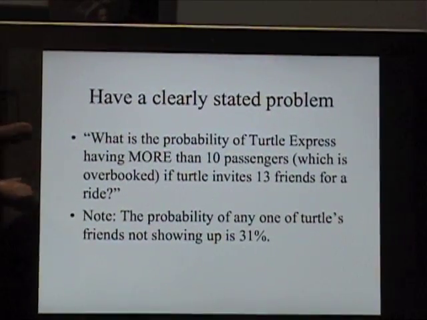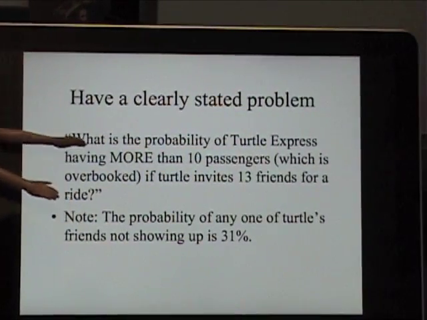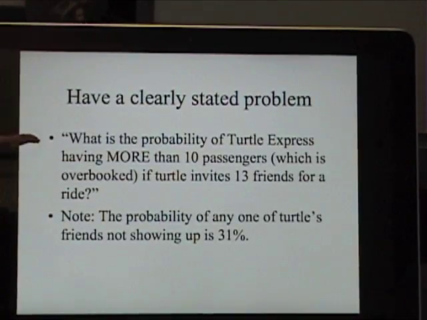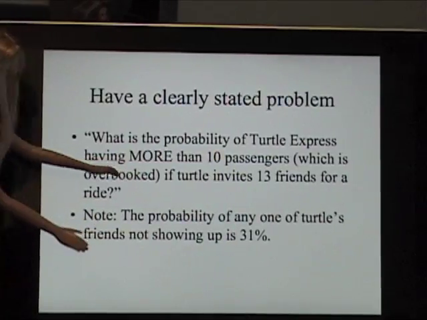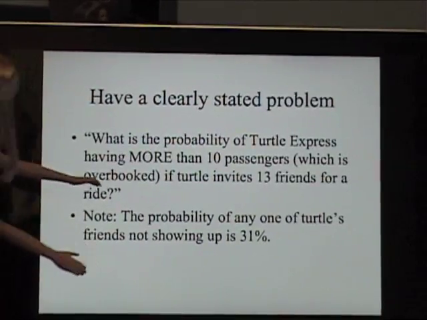So, you have to have a very clearly stated problem. For example, what is the probability of Turtle Express having more than 10 passengers, which is overbooked, if Turtle invites 13 friends for a ride? Note, the probability of any one of Turtle's friends not showing up is 31%.